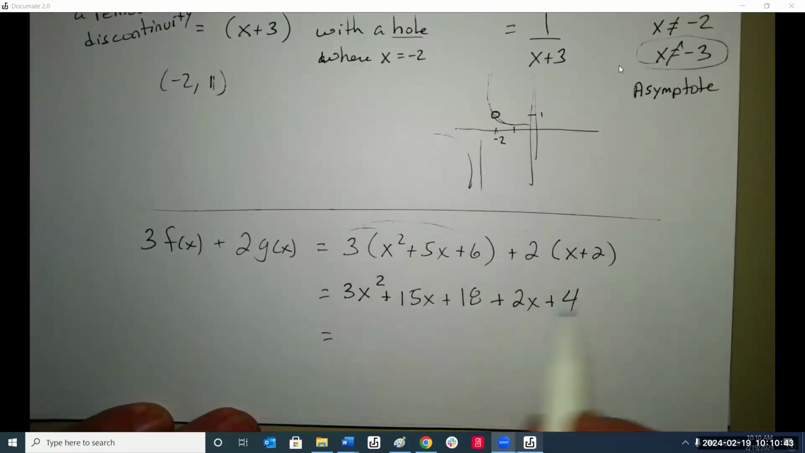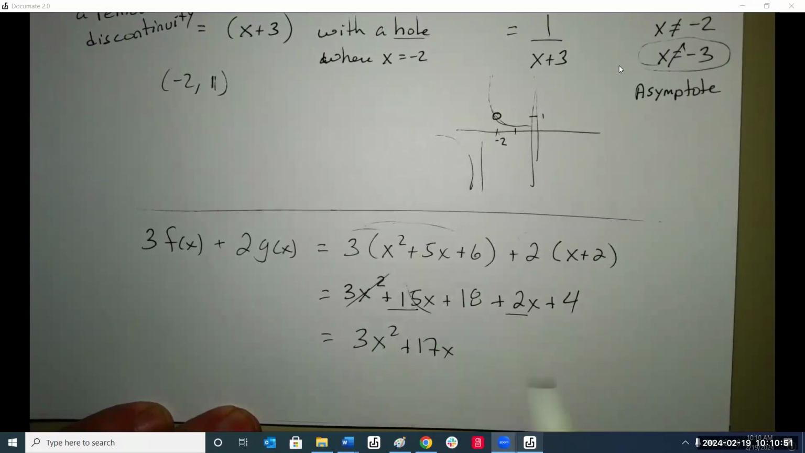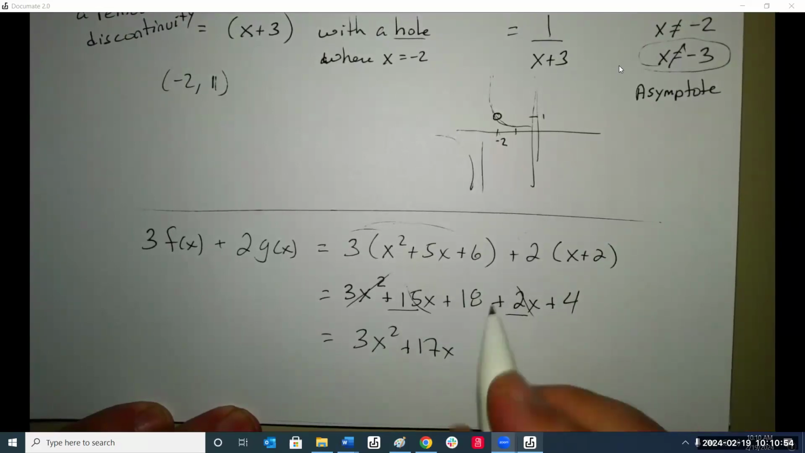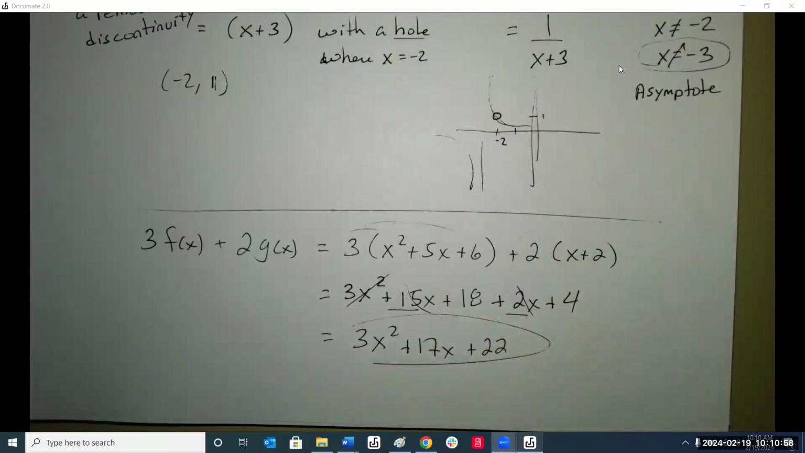Once you get rid of the parentheses, combine like terms. 3x squared, 15 plus 2 is 17x, 18 plus 4 is 22. So that's what we can do. Pretty straightforward.